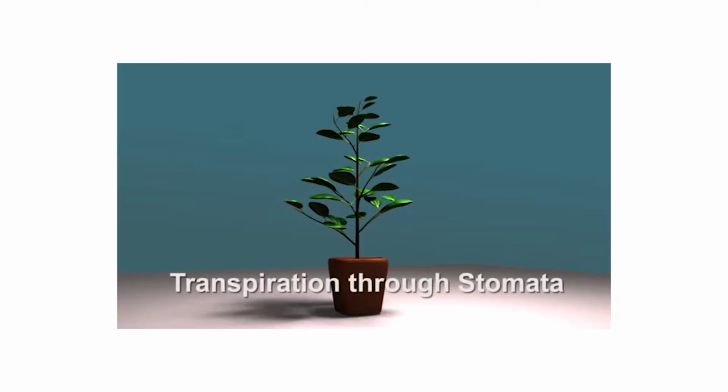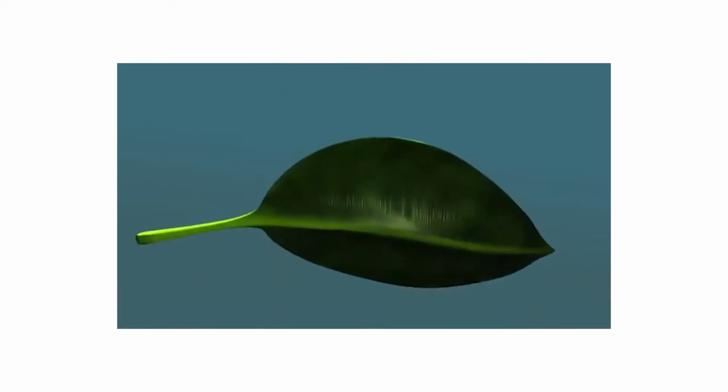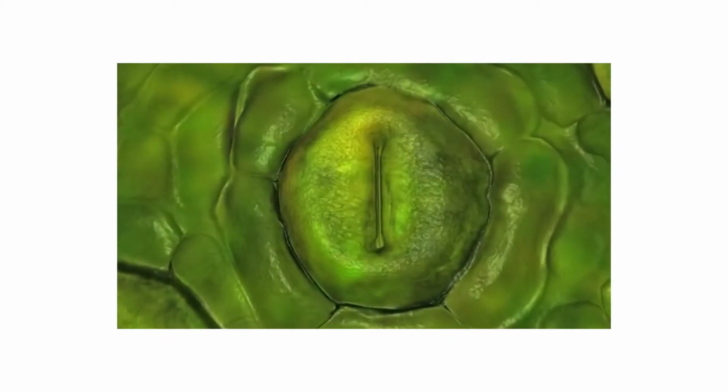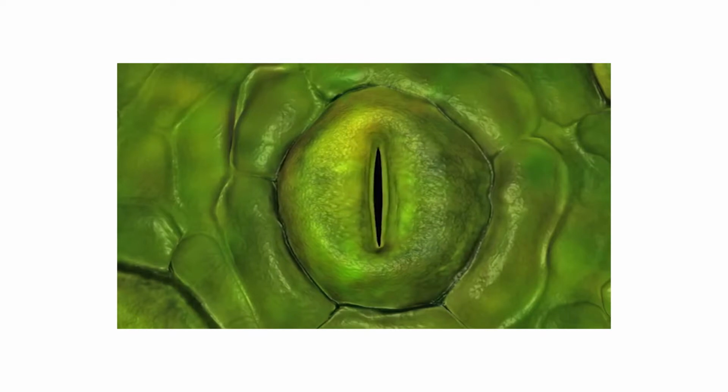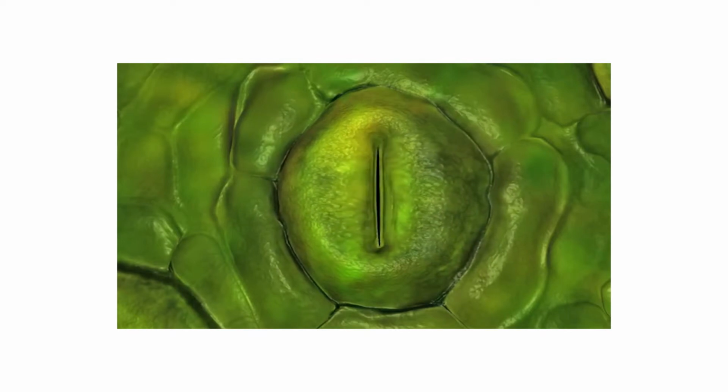Transpiration through stomata. The underside of leaves consists of several minute structures called stomata. Stomata consist of a pair of bean-shaped cells called guard cells, which surround a tiny pore. Guard cells regulate the opening and closing of the stomata.